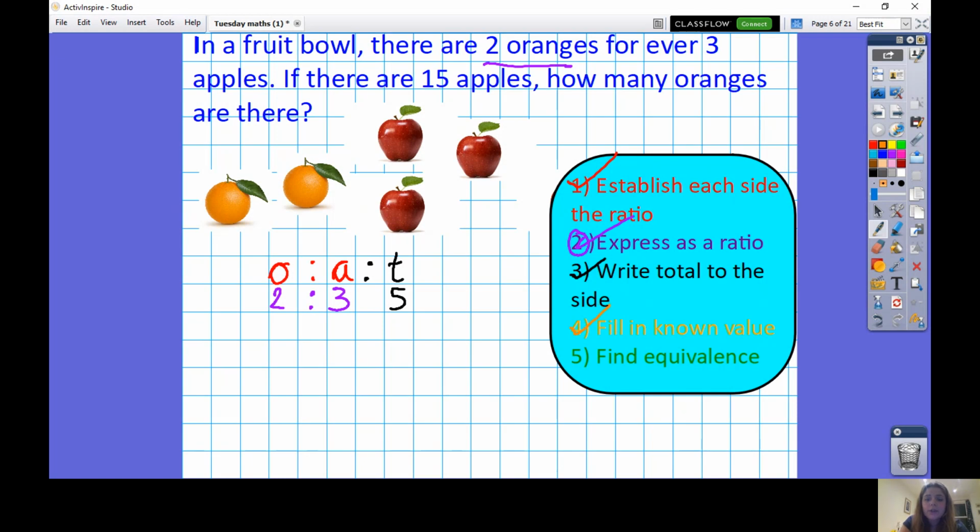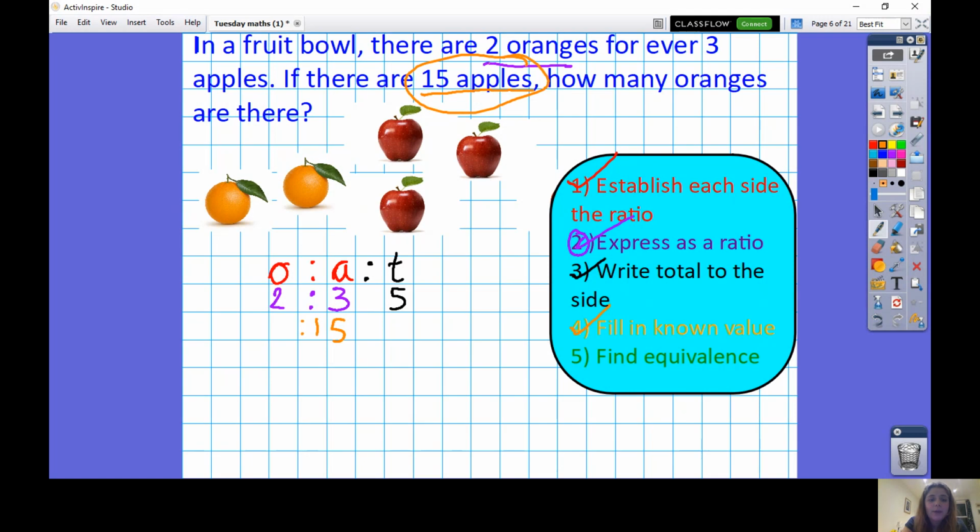Step 4 is to fill in my known value. So my basic ratio says 2 oranges for every 3 apples. In the question then it says, if there are 15 apples, how many oranges are there? So in this one, I know that the apples is 15. Can you see why it's important to give the colon its own box? Because now I've got a 2-digit number. I know that there are 15 apples. So underneath apples, not under the O for oranges, not under the T for total, but under A for apples, I will put 15 because I already know there are 15 apples.